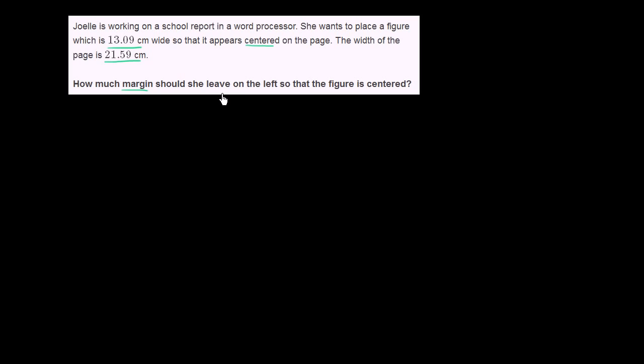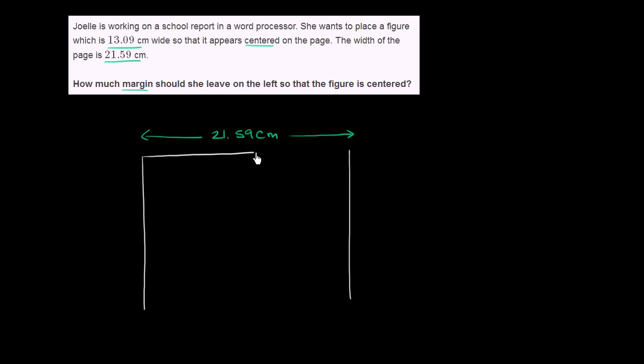So let's visualize what's going on. We have a page that's 21.59 centimeters wide. So this distance right over here is 21.59 centimeters. So this right over here, that is our page. Let me draw the actual page. Let me draw it in white since paper tends to be white. So this is her page. Her page is 21.59 centimeters wide. So it's just like that. It's a little unusual dimension for a piece of paper, but we'll go with it.